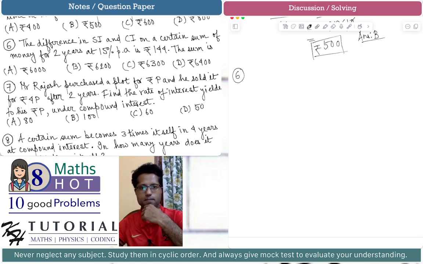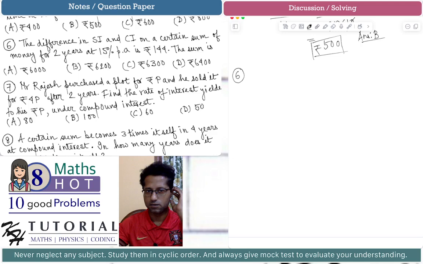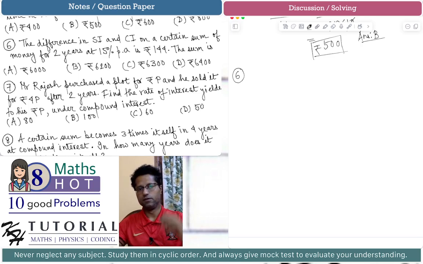The sum is the difference in simple interest and compound interest on a certain sum of money. So for the calculation of both simple interest and compound interest, the sum is same, the time is same, that is 2 years, and the rate is also same, that is 15%. And for the compound interest, we will assume it is compounded annually because nothing is told about whether it is compounded annually or half yearly or quarterly. So if nothing is said, by default we consider the interest is compounded annually.